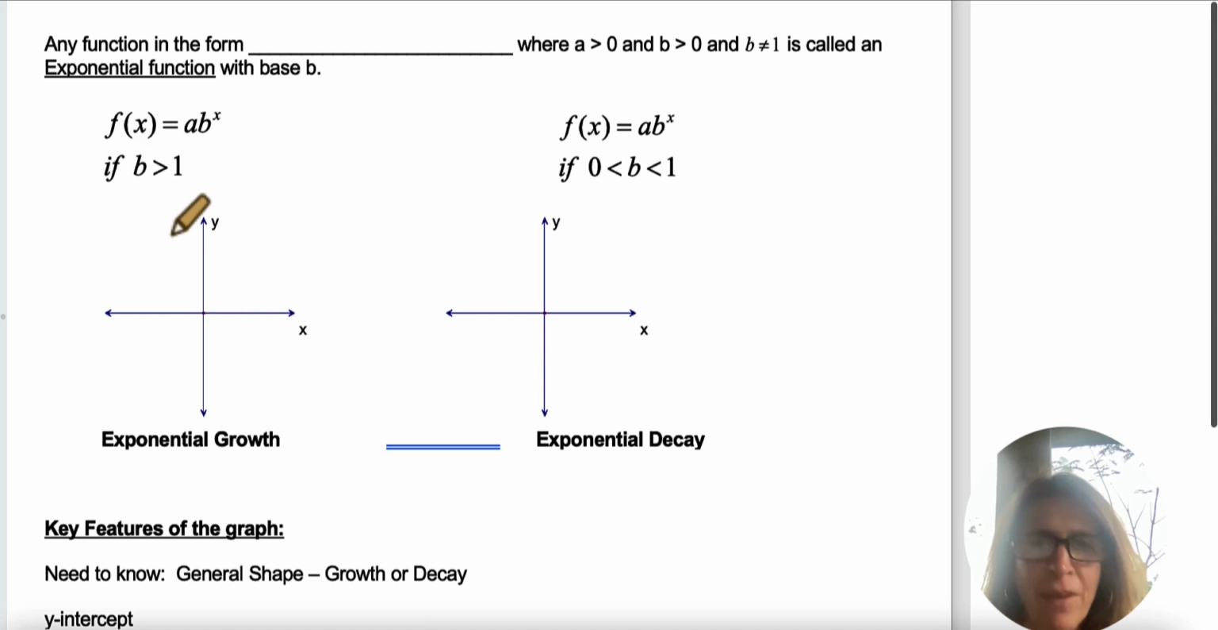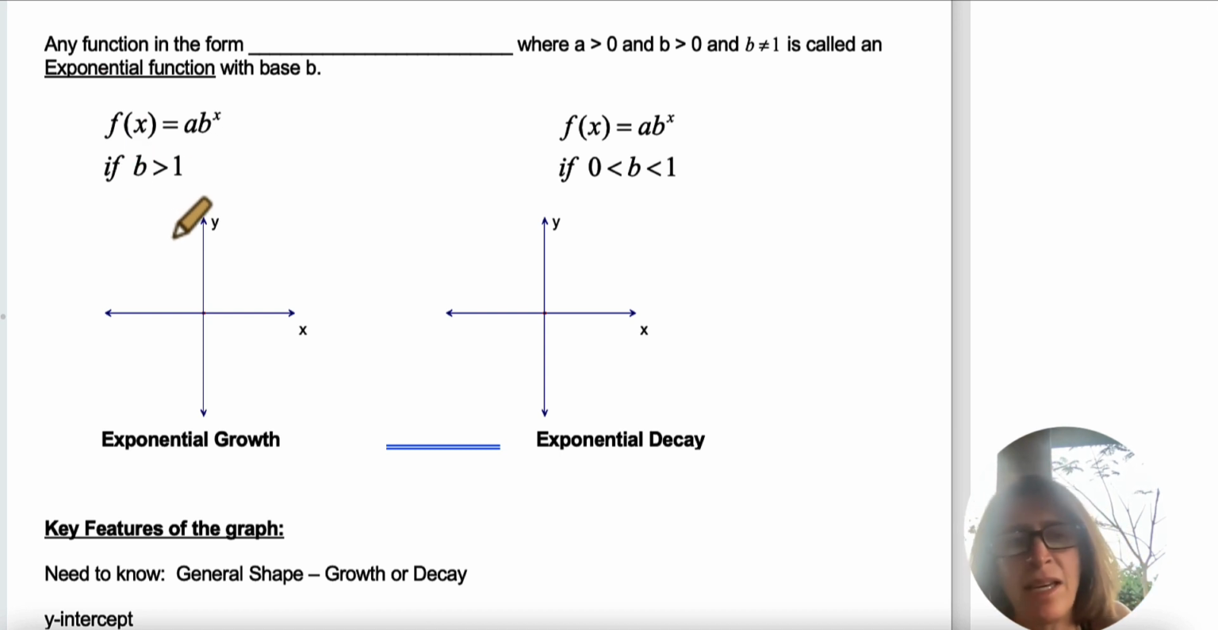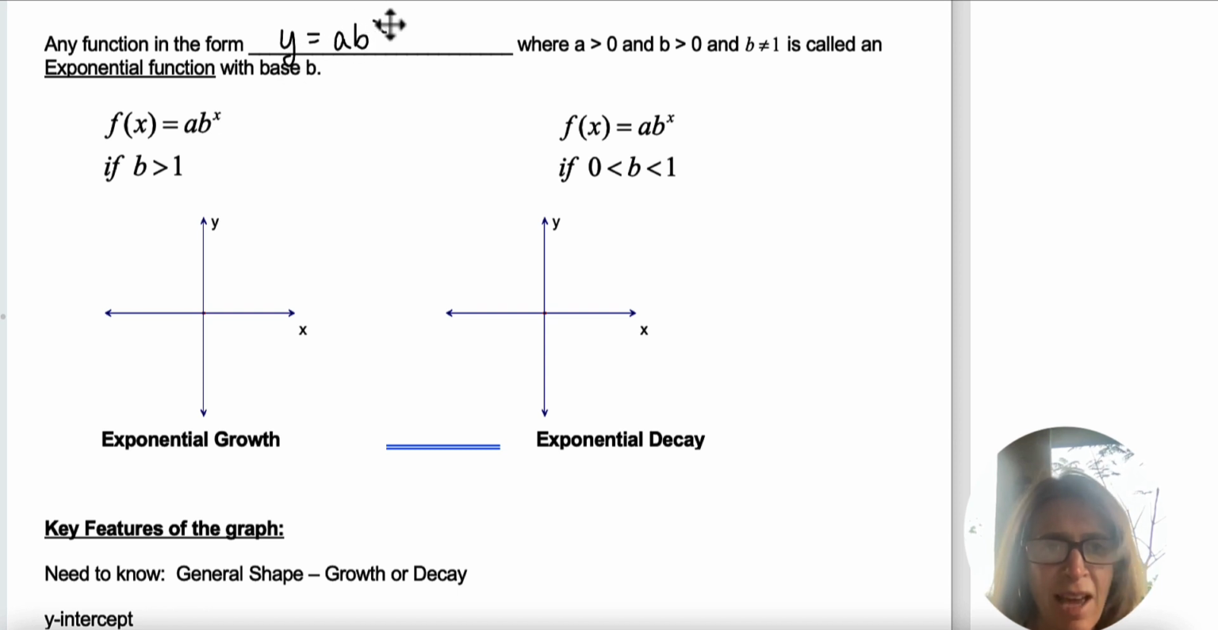And we're going to be talking about exponential functions. Any function in the form y equals a b to the x power, where a is greater than 0 and b is greater than 0 and b is not equal to 1, is called an exponential function with a base of b. Exponential functions can have something we call growth and something we call decay.